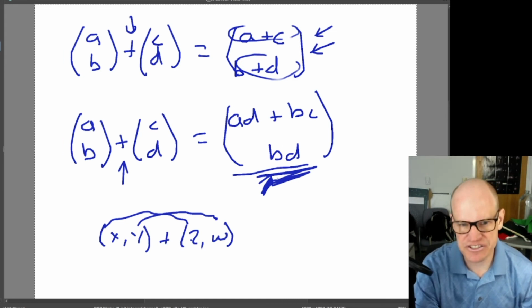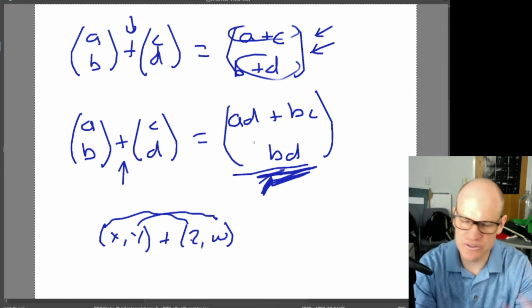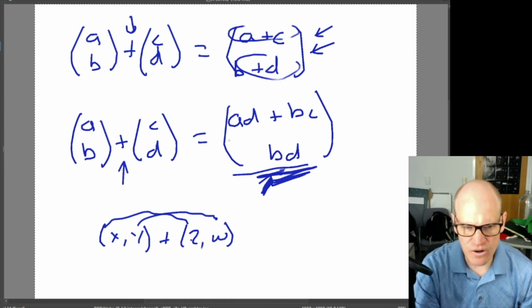This is how you add fractions. When you add fractions together, you have to find the common denominator. So the common denominator is the product of the existing denominators. So this is the numerator and the denominator, and this is the numerator and denominator. And this is how you add fractions together. And when you add fractions together, you're going to find that it's associative, it's commutative, all the wonderful properties that we expect.